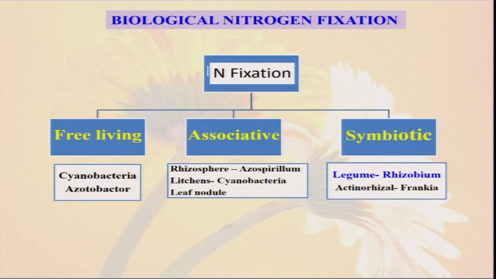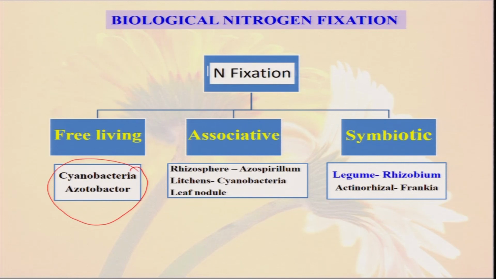One is free-living bacteria. There are some bacteria which live freely in nature, so they do not need any association with any plants or other living organisms. They are cyanobacteria and azotobacter. That is why we also apply azotobacter in our organic farming. They are very much recommended for use in rice and other systems, so that there is some nitrogen fixation in the soil.